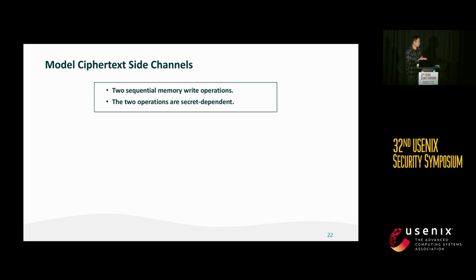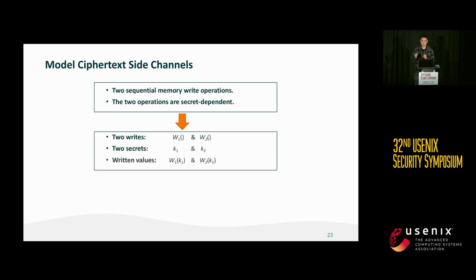At first, we model ciphertext side channels. We give 2 conditions that it should satisfy. The first one is that there are 2 sequential memory writes, and the second is that these 2 operations are secretly dependent. Then we use formulas W1 and W2 to denote 2 writes, and key 1 and key 2 to denote 2 secrets. Then the written values can be expressed as W1(key 1) and W2(key 2).